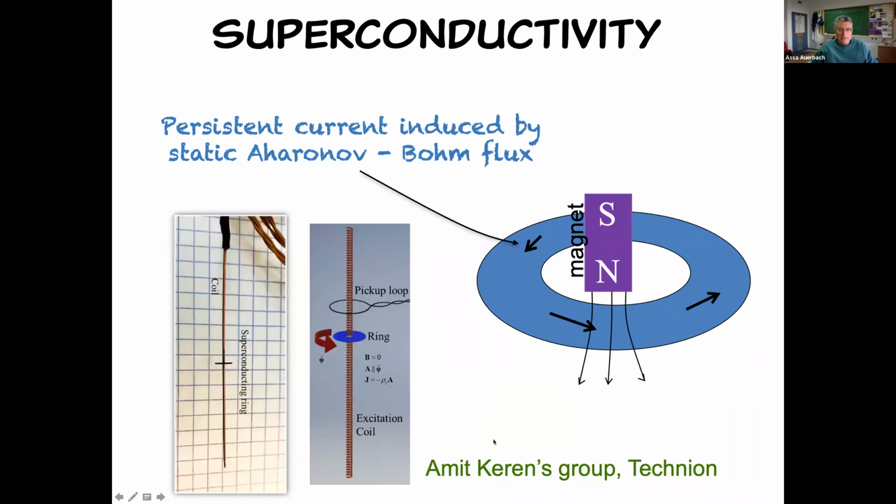By the way, Mitkeren is using this effect to measure important properties of superconductors by passing essentially a very long coil, which imitates the Aharonov-Bohm effect in the whole of the superconductor.